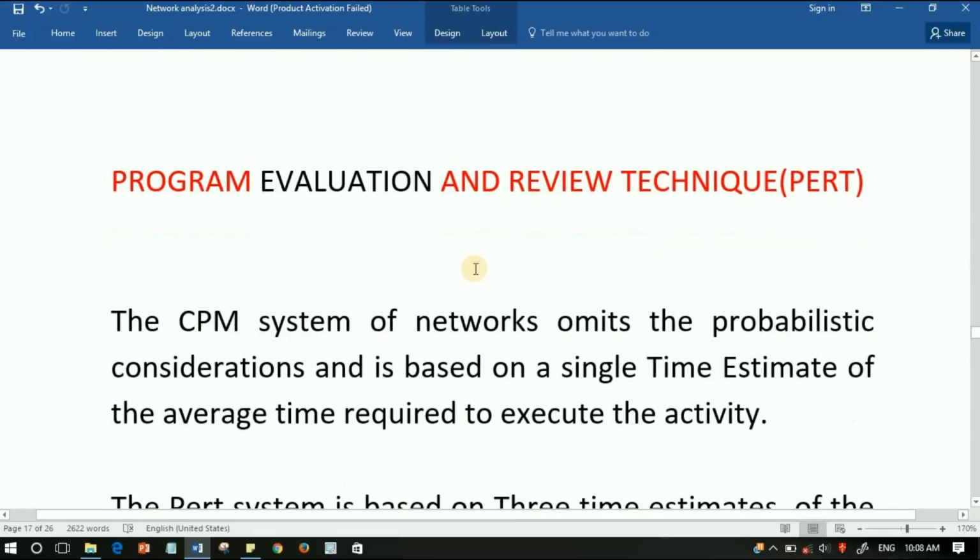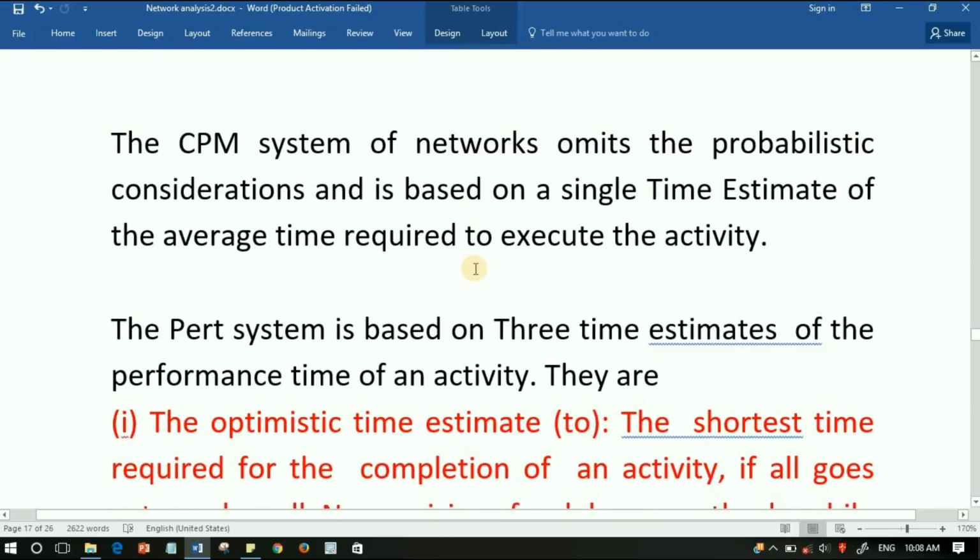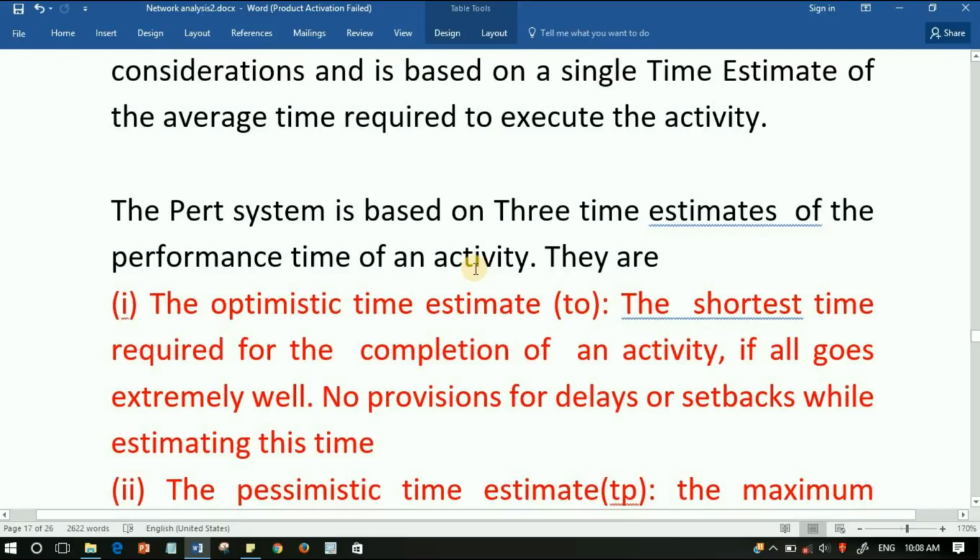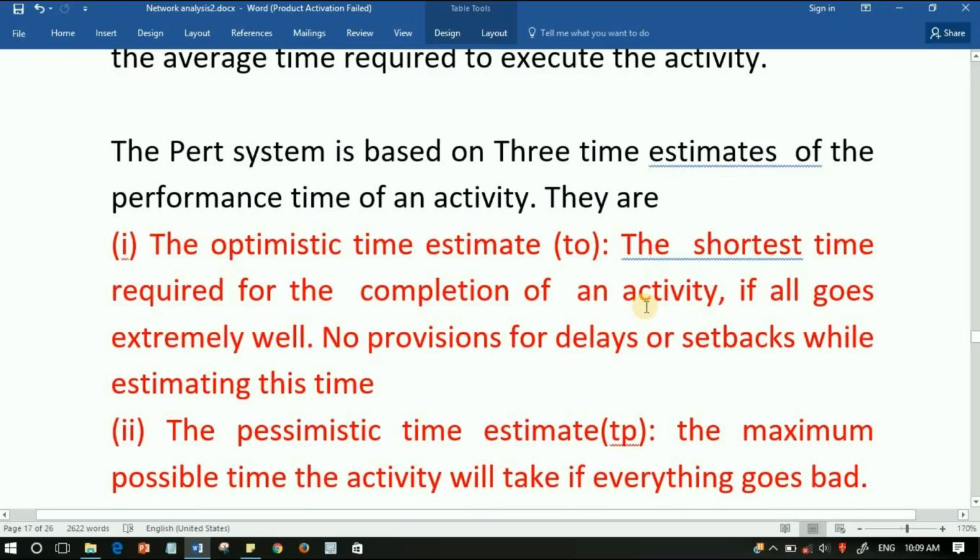The CPM system of networks omits the probabilistic consideration and is based on a single time estimate, the average time required to execute the activity. PERT is based on three time estimates of the performance time of an activity. First is the optimistic time estimate, T0 or small letter a: the shortest time required for the completion of an activity if all goes extremely well, with no provision for delays or setbacks.